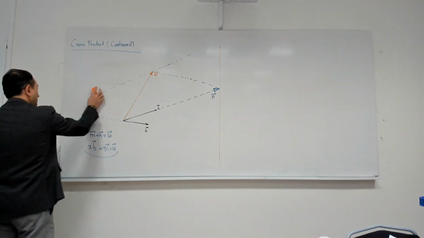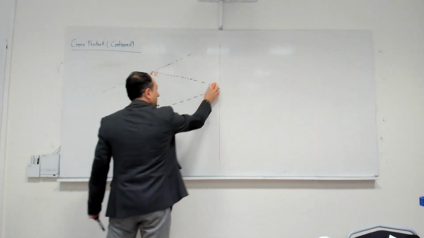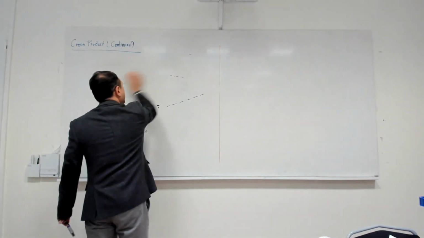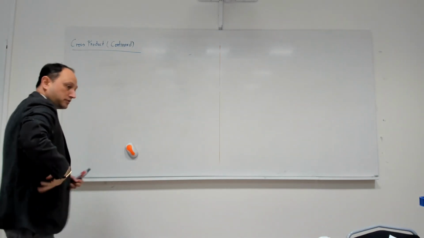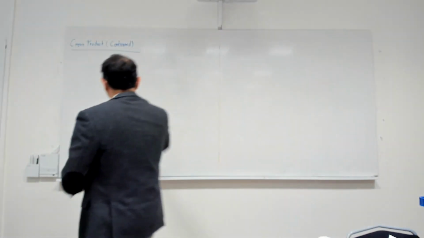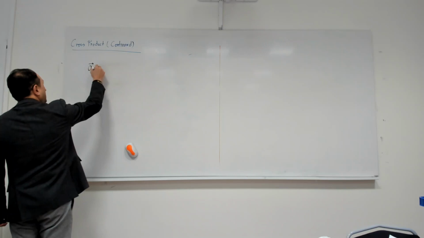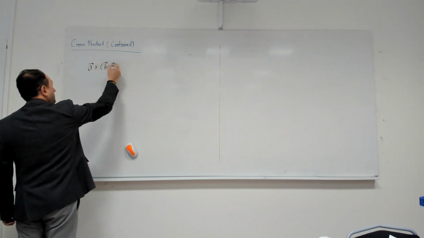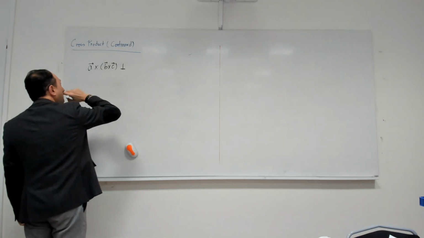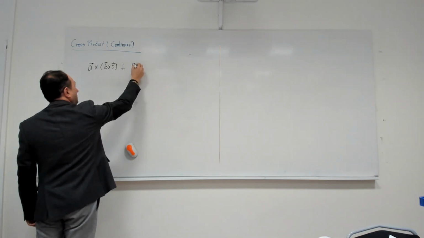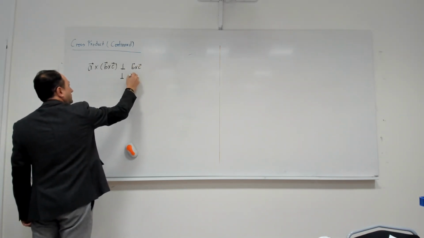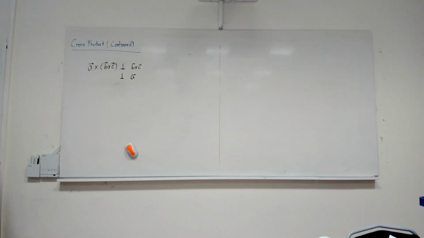Okay, so if I go back to the BAC-CAB rule, yes, actually we convinced ourselves that it's very simple, that vector A cross B cross C, so we know that A cross B cross C should be perpendicular to B cross C, of course, and it should also be perpendicular to the vector A. Yes? And is that enough to conclude that this vector lies on the plane of B and C?